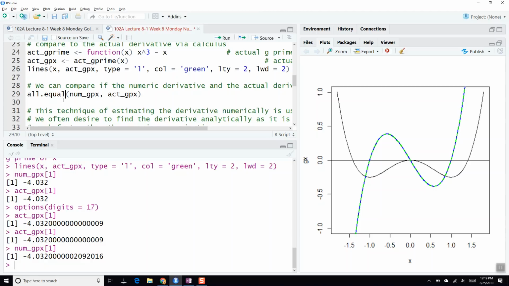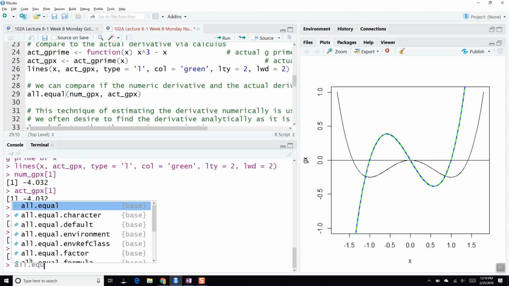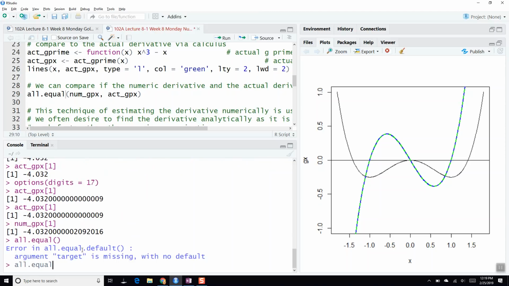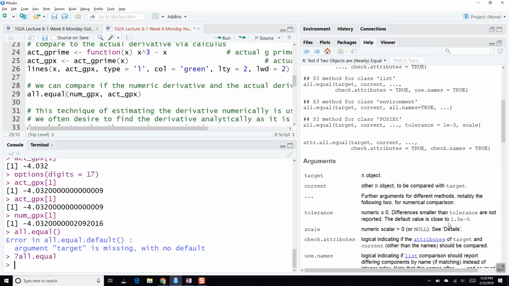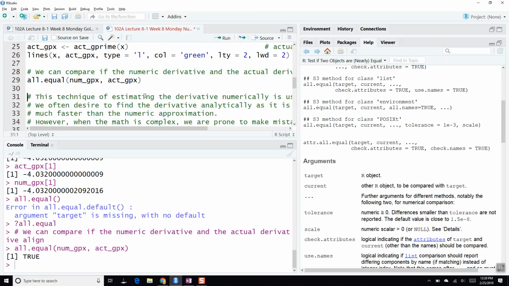But there's a function called all equal. If I ask for the help, it basically asks, are these two things nearly equal? And it says, well, we're dealing in floating point, so we know that if we take everything out to like 17 digits, they're not going to be the same. But are they the same up to like 8 digits, 9 digits? It has a default tolerance, I think, of 1.5 times 10 to the negative 8. And if it's within that, it's going to say yes. So if I ask whether these two things are all equal within this tolerance, it returns true. That's a good sign.